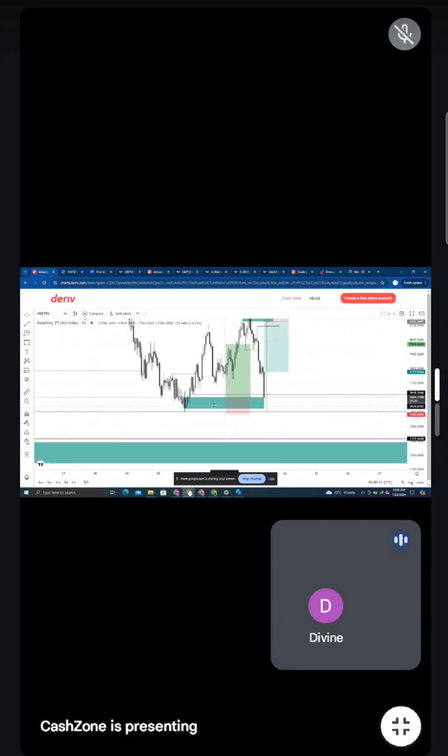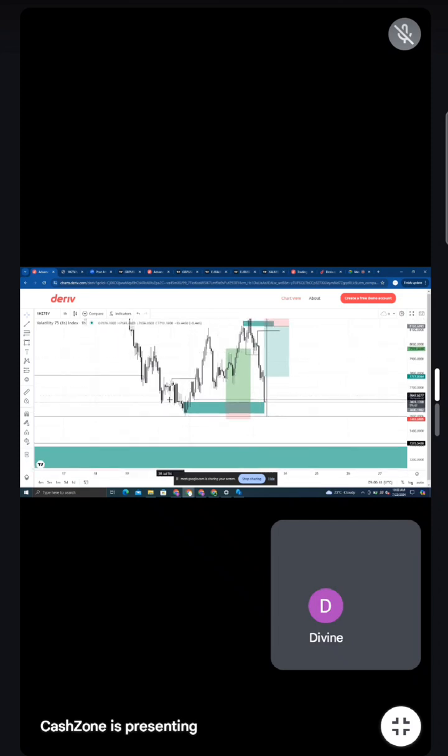And why did I mark it as a buy? Obviously the break of structure, then the liquidity sweep, the break of structure, the pullback, the second break of structure.